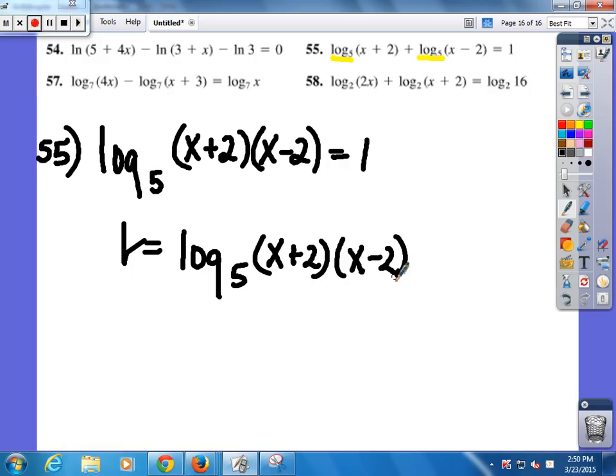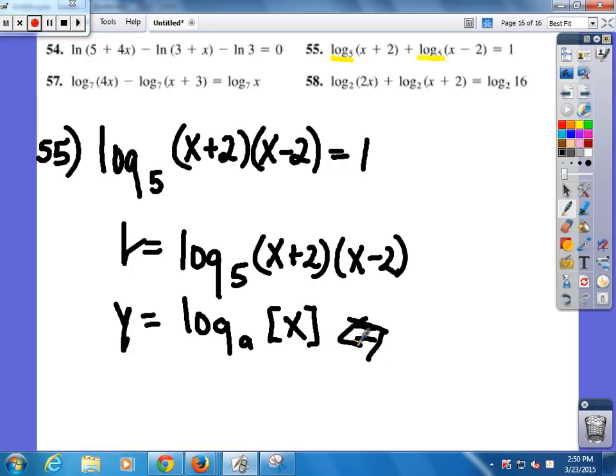Vice versa, then y is equal to log base a of x, and this yields a to the y is equal to what? x.